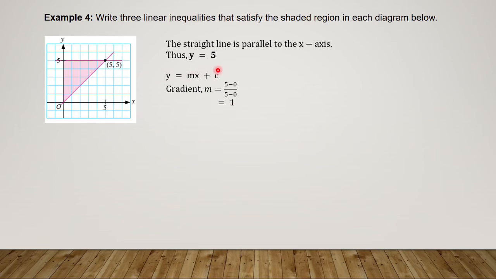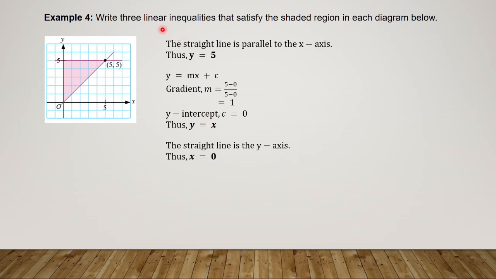And then we need to find the c. Remember, the c is the y-intercept. The y-intercept for this line is 0. Therefore, the equation is just y is equal to the value of x over here. So y equal to x straight away. And then for the third one, this is the equation here. It cuts on the x-axis, right? Or it is parallel to the y-axis. Therefore, the equation is x equal to 0. Okay? X equal to 0.